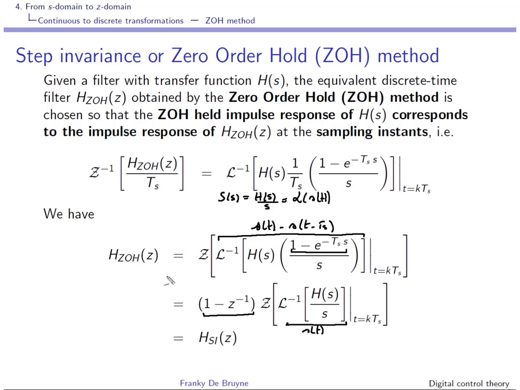So we see here that the two equivalents, the one obtained by the zero order hold method and the one obtained by the step invariance method, are indeed equivalent. We'll use the name zero order hold method. And it is really this method that you should use if you're going to do a so-called direct digital design, so a design based on a discrete time description of the system. This discrete time description should take into account the zero order hold mechanism.